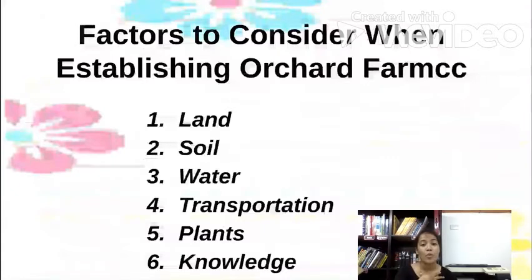Just like us, we need water. Water is life. So check the water sources also, class, before buying the land. Make sure that if you're planning to make an orchard farm, it should be near the water. Examine carefully the waterways for the irrigation of your plants.